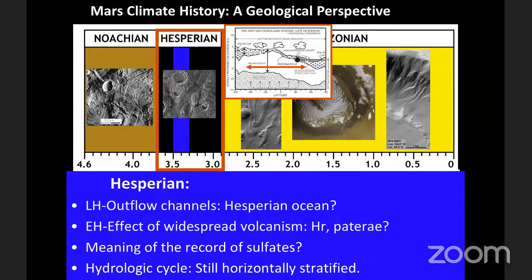Right now, we're working very hard to look at the record of these sulfates and combine them with geological models for the ascent and eruption of magma, and indeed try to figure out what they're telling us about both the atmospheric pressure at this time and also the fate of sulfur in the atmosphere in the context of sulfates and sulfuric acid precipitation and other factors. Okay, so this is a big debate. Well, just a subject of investigation at the present time. But the hydrological cycle, most people would agree, is still horizontally stratified.